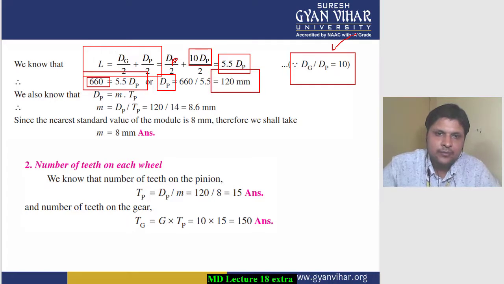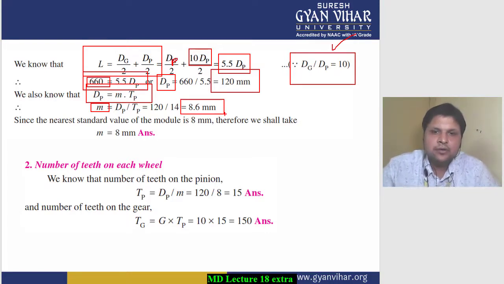It is 120 mm. We also know that dp is equal to m into tp. This means that module is equal to the ratio of diameter by number of teeth for the pinion. So the module for the pinion comes out to 8.6 mm. We will take the nearest standard value of module, and the nearest standard value from 8.6 is 8 mm. So this is how we have calculated the module.